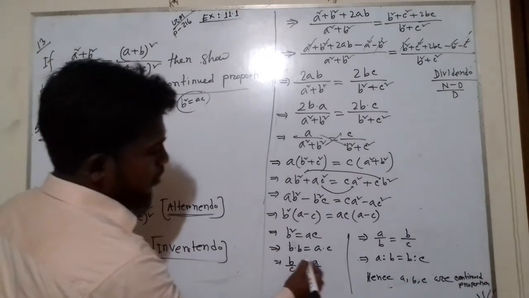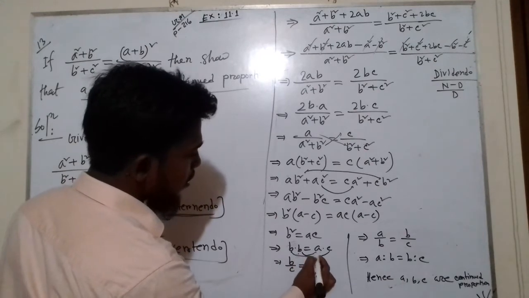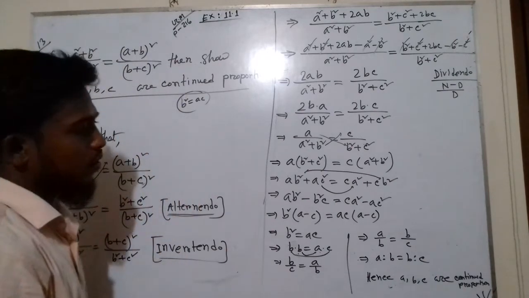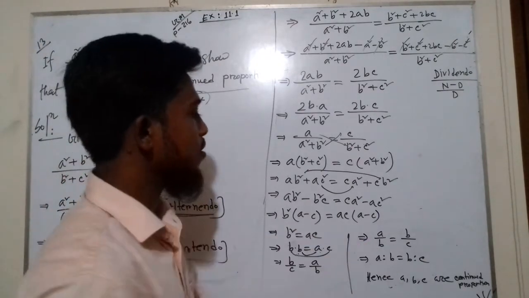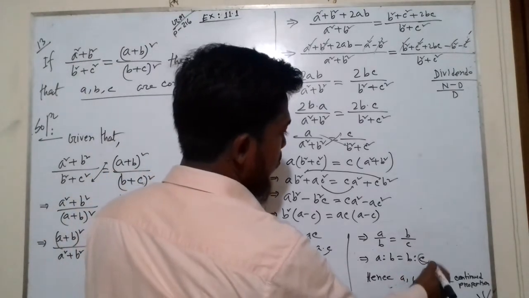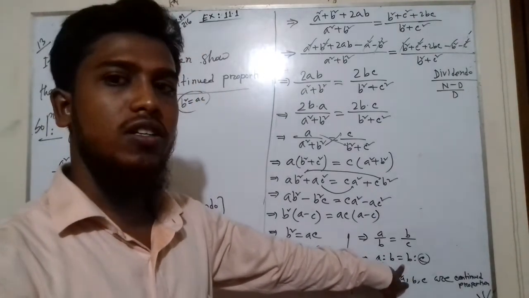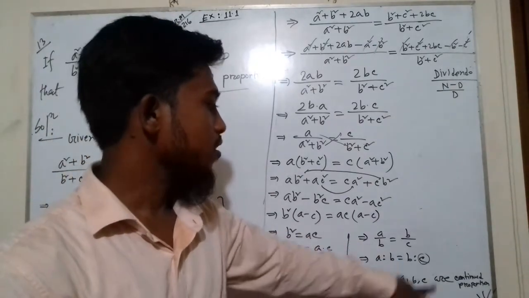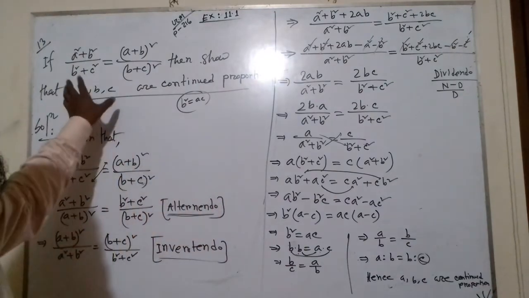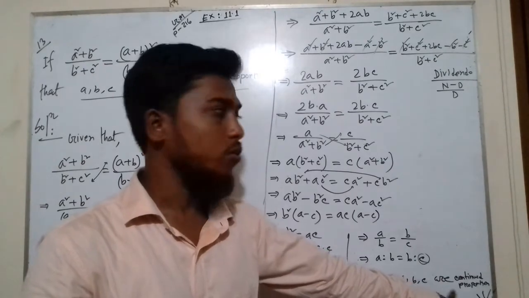Now b by c and a by b. So b by c equal to a by b. Again we write a by b equal to b by c, and a is to b equal to b is to c. Here c is the third quantity of a and b, and b is the second quantity of a and c. So this is the continued proportion of this equation. So hence a, b, c are in continued proportion.